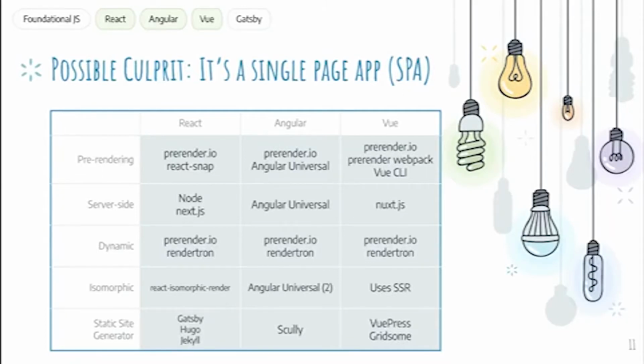Gatsby is one of the most popular ones for React, but there's also Hugo and Jekyll, which are making big waves. For Angular, Scully is pretty much the only one that can be found, and it's not very popular. So using static site generation is not very popular for Angular users. And then for Vue, you've got VuePress and Gridsome. So those are some of the biggest ones, but definitely when it comes to static site generators, you're going to see React a lot more than anything else.